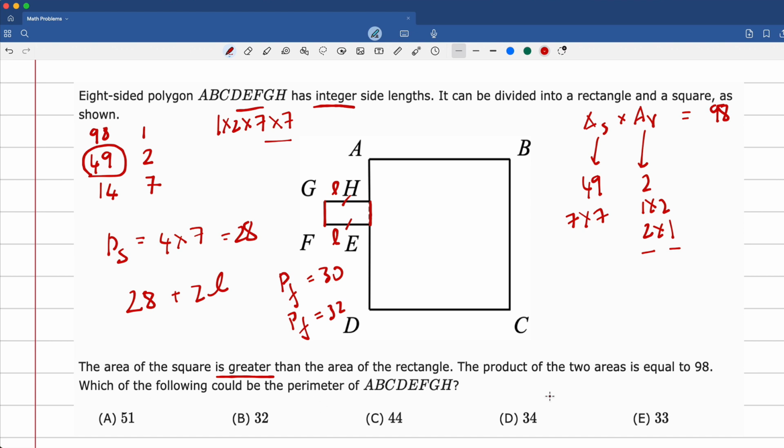So that's the reason it's a multiple choice question, because you know that 30 is not one of the answers, so 32 has to be the correct one. So the perimeter of this eight-sided polygon, which could be broken down into a square and a rectangle, is 32.